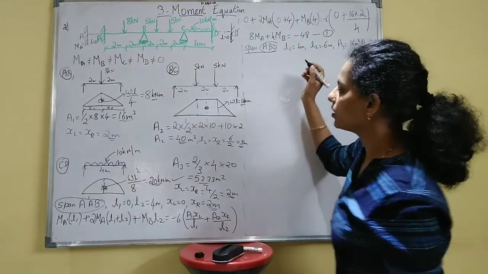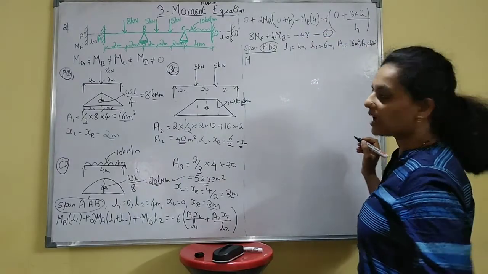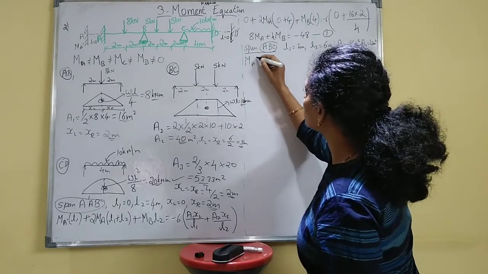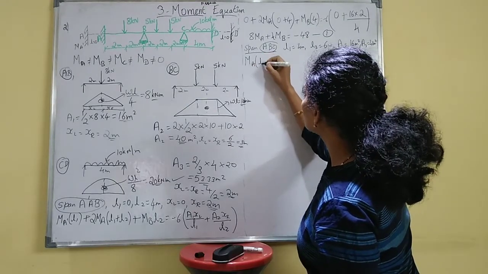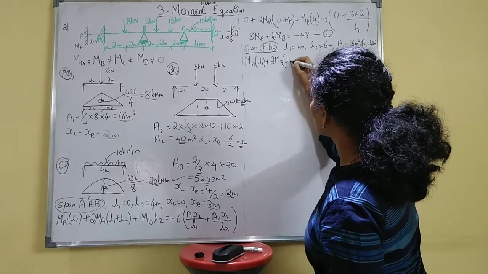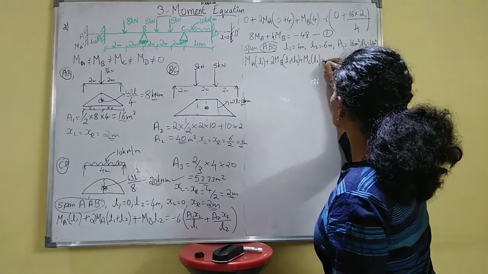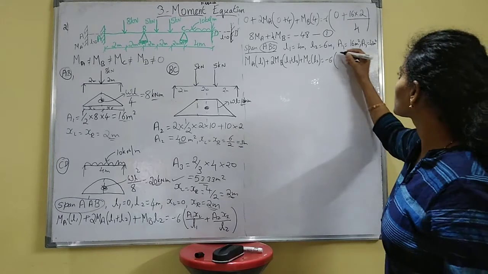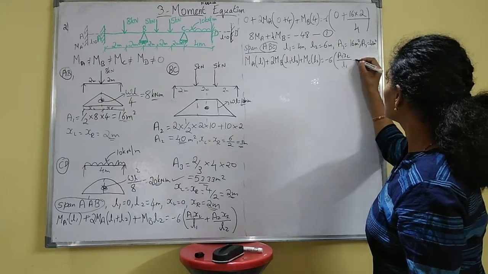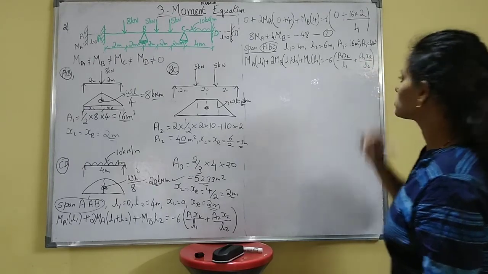Okay. Next, here the moments will be MA, MB and MC, these three joints. So MA into L1 plus 2 MB into L1 plus L2 plus MC into L2, which is equal to minus 6 A1 XL by L1 plus A2 XR by L2. This is your general formula.